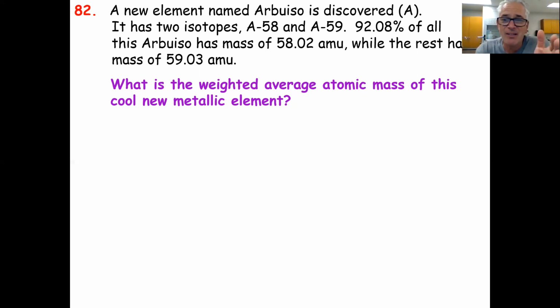The difference is probably not going to be noticeable, but correct is to use the proper atomic mass unit. So when presented with both, we always use that. We wouldn't use 58, we use 58.02. So what is the average weighted atomic mass of this cool, new metallic element named after me? You do this. I'm going to wait. I'll think of a joke.